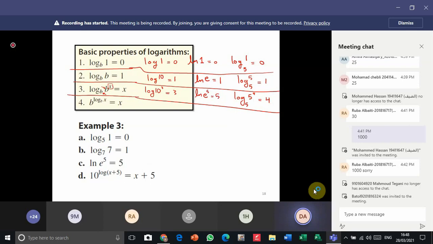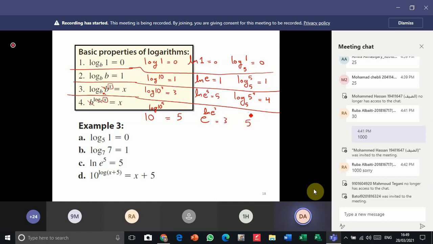Also, if we have b to the power log to base b, we can remove b with log b and the value equal x. Example, 10 to the power log 10 to the power 5. So this is directly equal 5. E to the power ln e to the power, for example, 3. So this is 3. E removes ln e. 10 removes log 10.